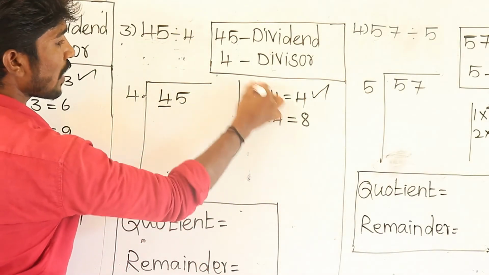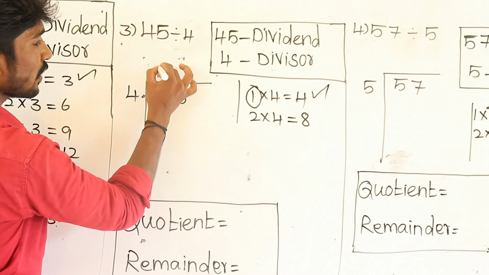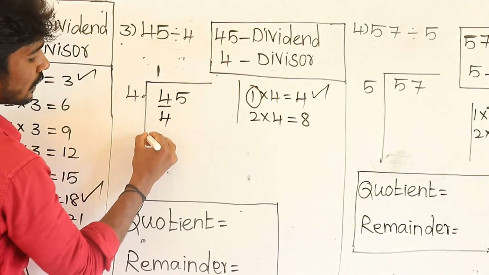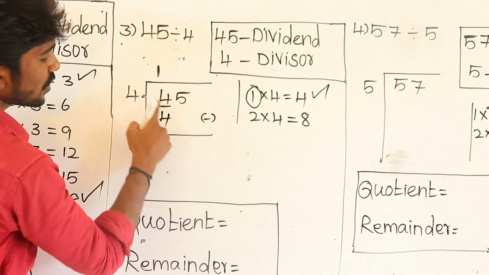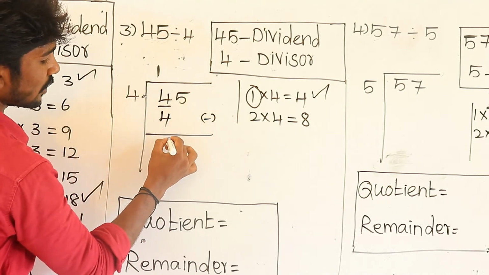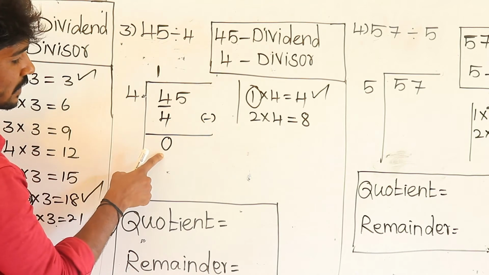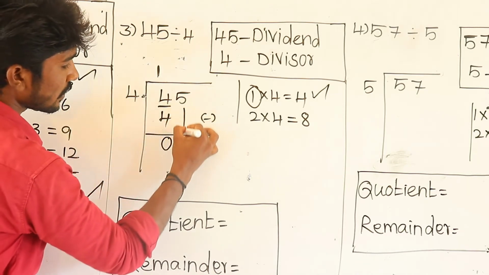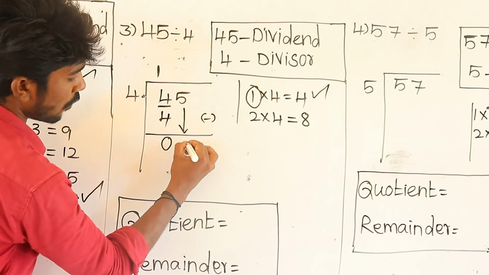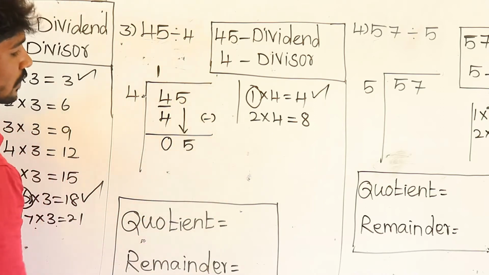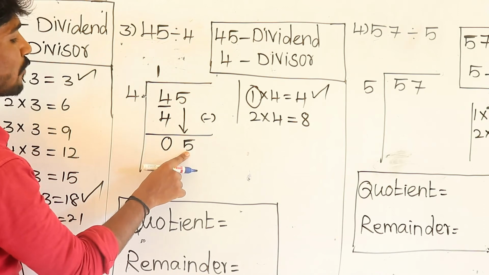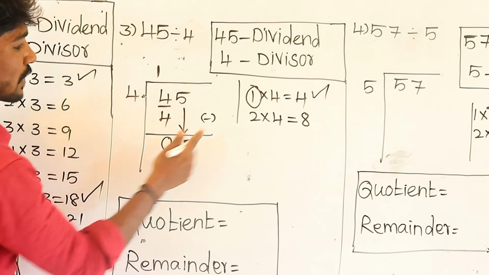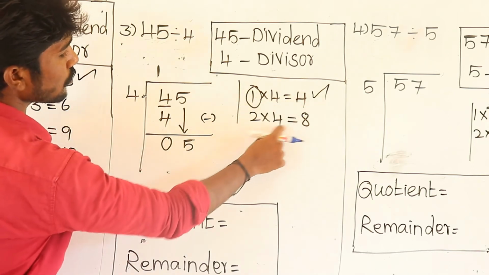So here the quotient value is 1. Write here 1. 1 4s are 4. So write 4. Next, subtraction. 4 minus 4 is equal to 0. Next, write this number 5 downside. But here the dividend value is 5, and here the divisor value is 4. So how many 4s? 1 4s are 4, 2 4s are 8.